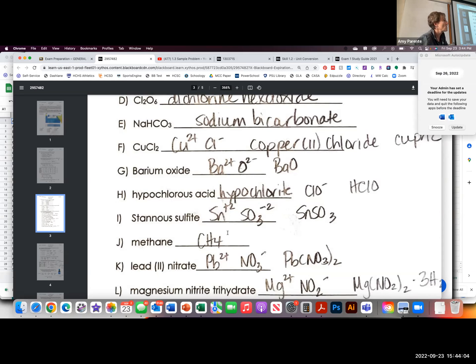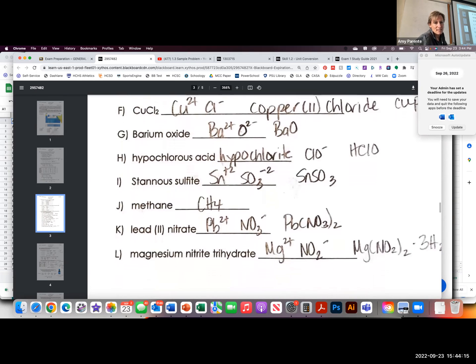Methane is one of those small molecules that I need you to know the common name for. Okay, so common name is methane for CH4. And then we've got lead-2 nitrate. So lead-2 is a lead with a 2+ charge, NO3-. So then we're going to have Pb(NO3)2.